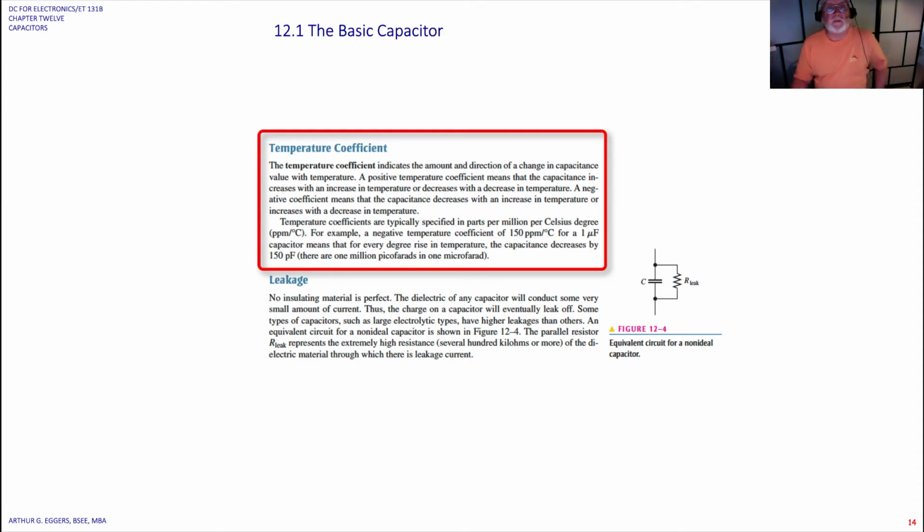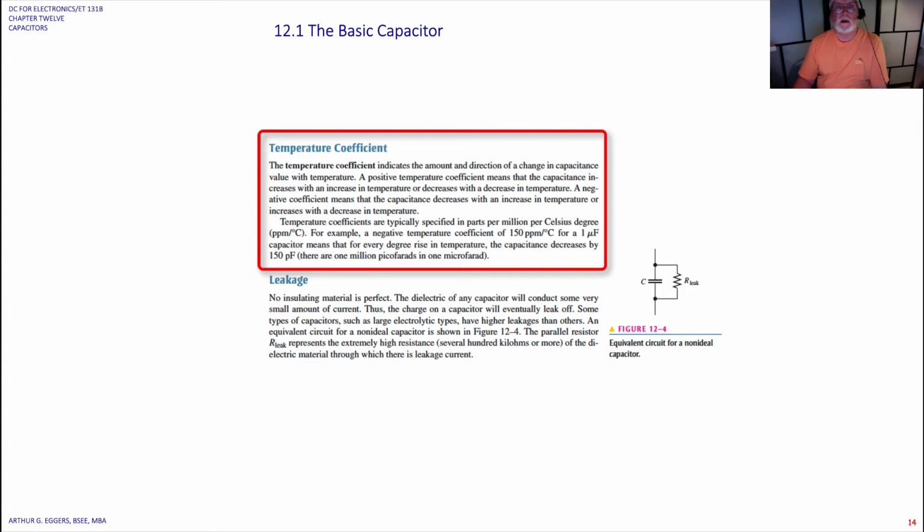Temperature coefficient for capacitors. The temperature coefficient indicates the amount and the direction of a change in capacitance value with temperature. And this is not uncommon with electronic components. Most electronic components have some temperature coefficient associated with them. The thing to remember always with electronics is heat kills.